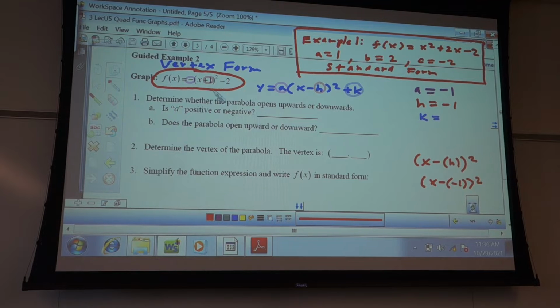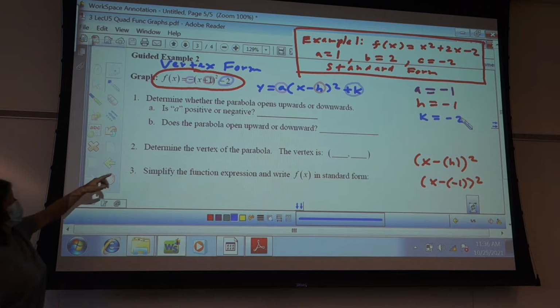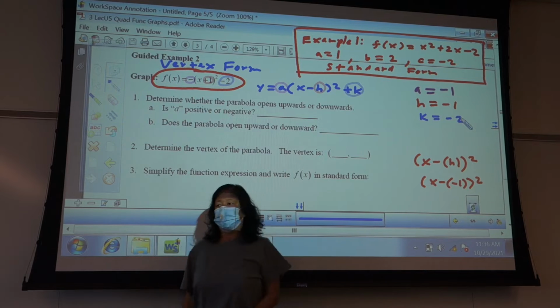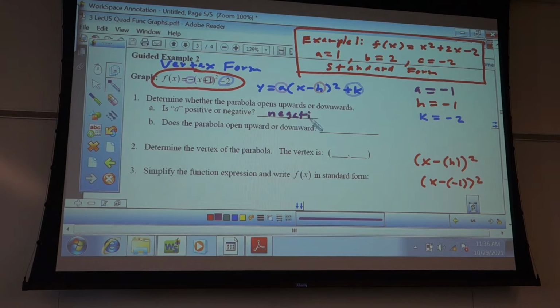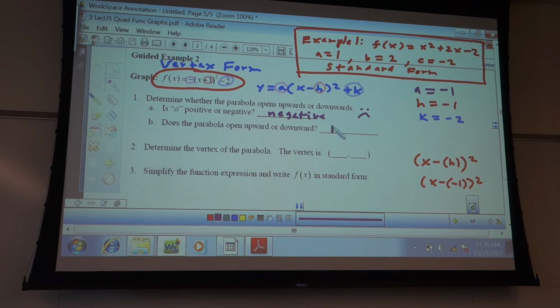And then my K, what's my K? K is this part here, so K is negative 2. All right, so does everybody have these for your answers? At least now? Okay. So first of all, does it open upwards or downwards? What's my A? Write in your A. Is it positive or negative? Negative. And then I need to draw my picture. It's unhappy. So does it open upwards or downwards? Downwards.